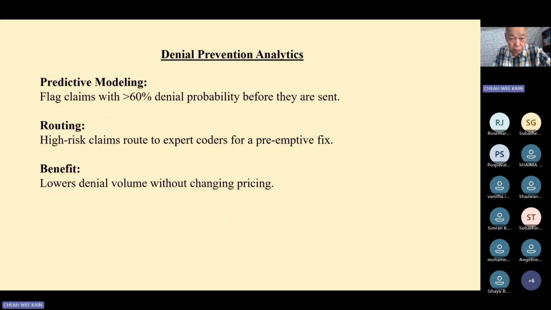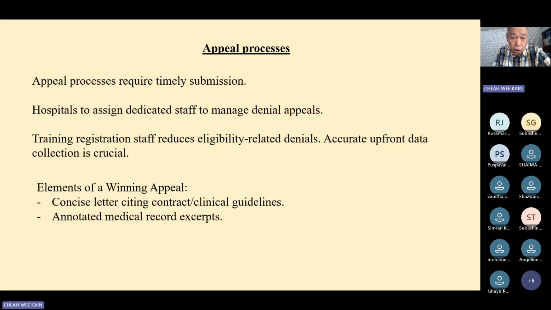Prevention: flag claims with a 60% denial probability before they are sent. So you need to predict which claims have a bit of a problem. You solve the problem before you submit to the insurance, because if you wait for the insurance to deny you, this is time wasted and money comes late. Appeal: if you want to appeal to the insurance company, go ahead.